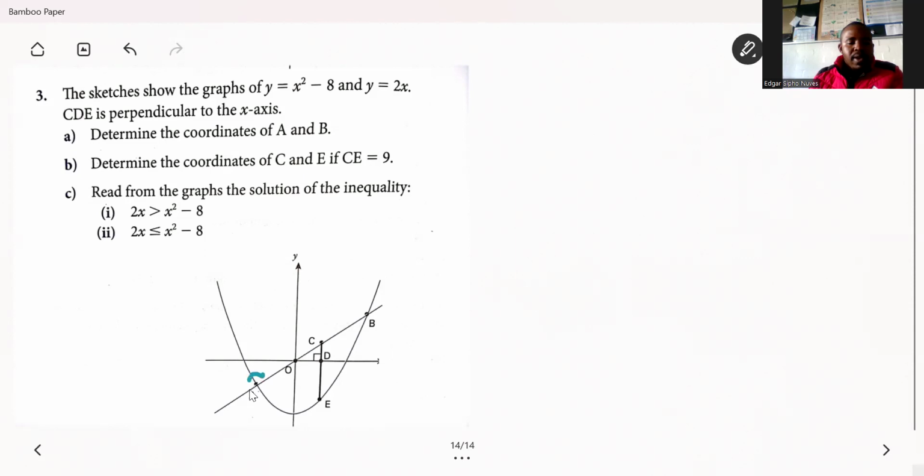So points A and B are points where the straight line graph meets the parabola. And a point where two different graphs meet is called a point of intersection. So in this case, it's a point where the straight line graph intersects with the parabola.